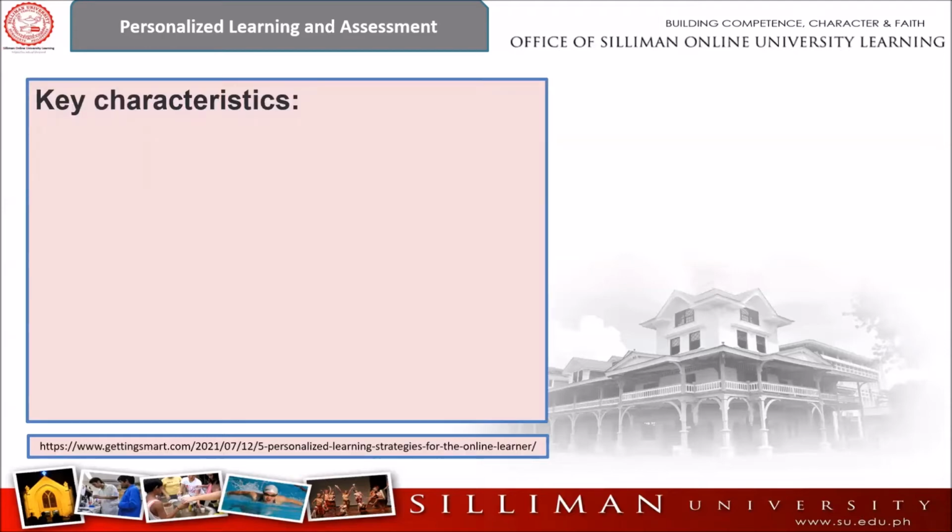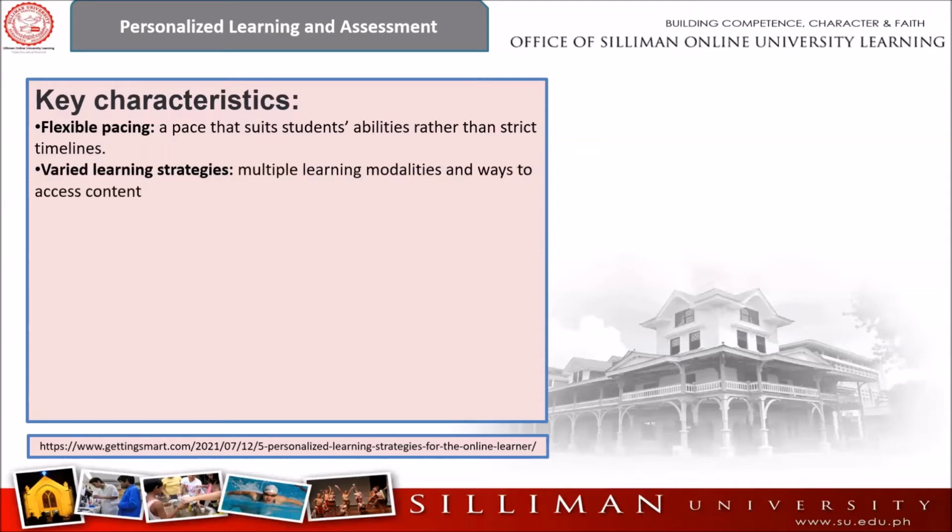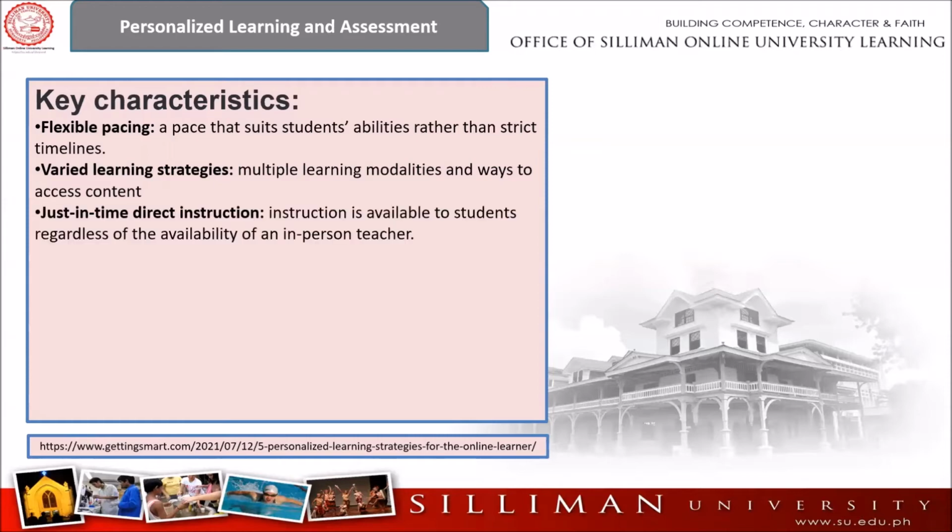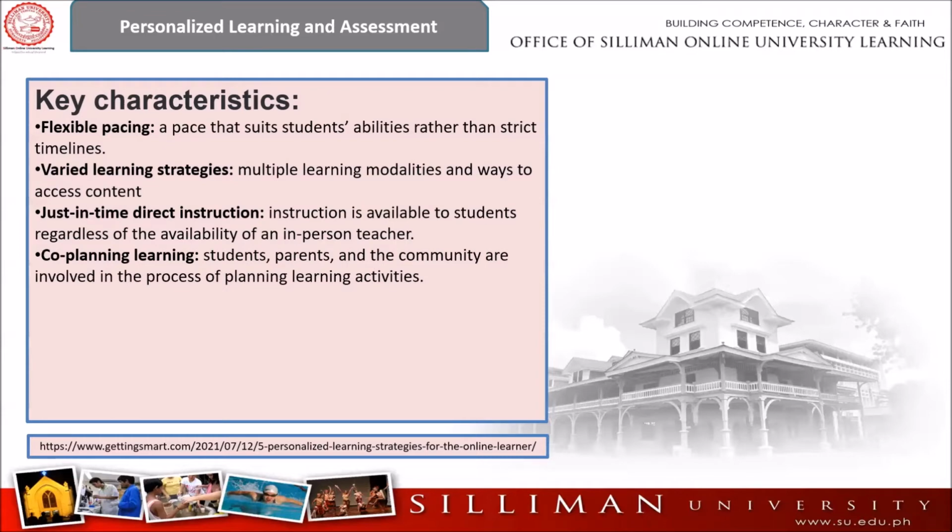What are the key characteristics of personalized learning? It is flexible, with a pace that suits students' abilities rather than strict timelines. It has varied learning strategies, like multiple learning modalities and ways to access content. Just-in-time direct instruction, like availability of instruction to students regardless of the availability of an in-person teacher. Co-planning learning. Students, parents, the community, and all learning stakeholders are involved in the process of planning learning activities.